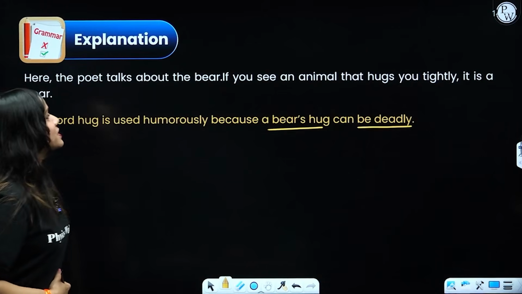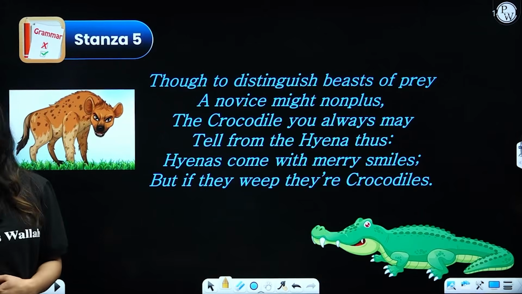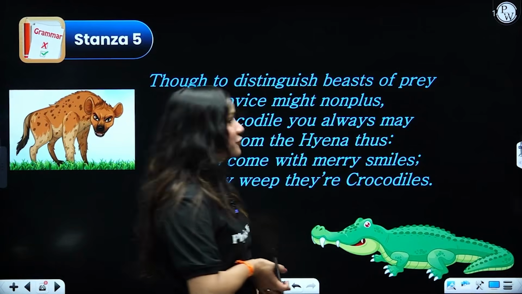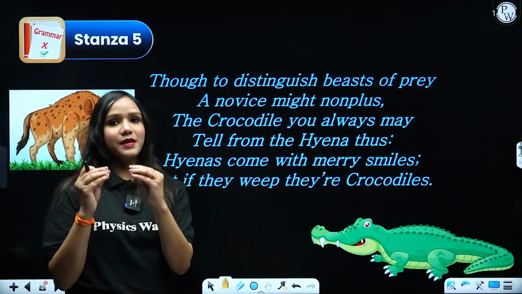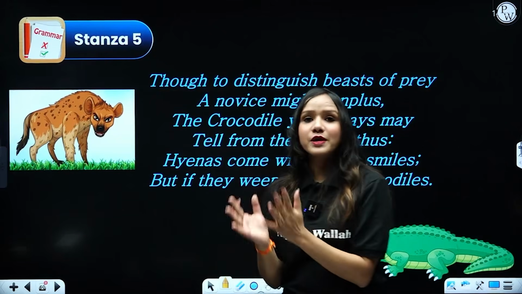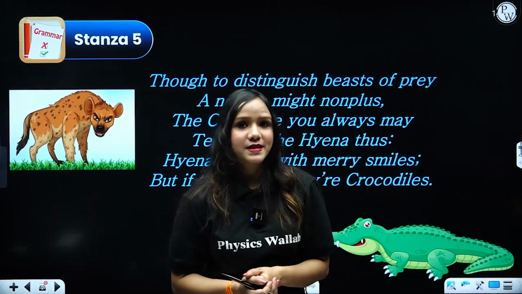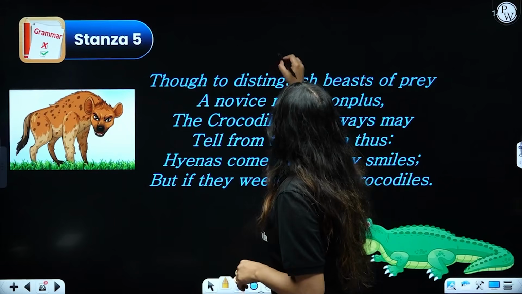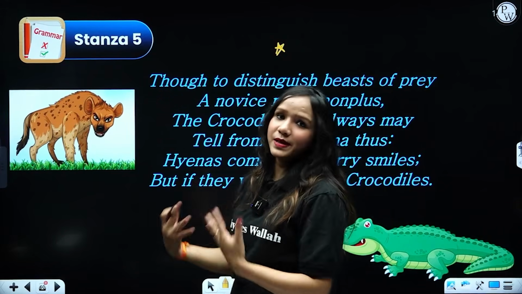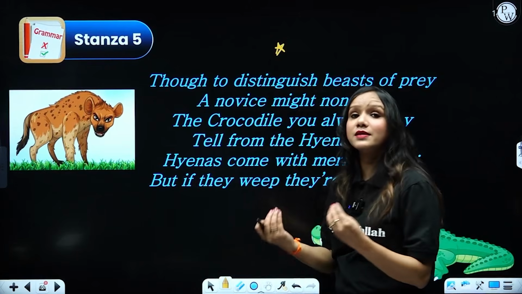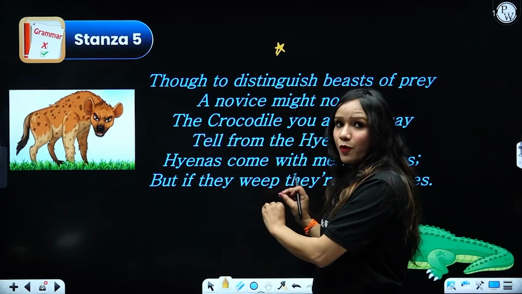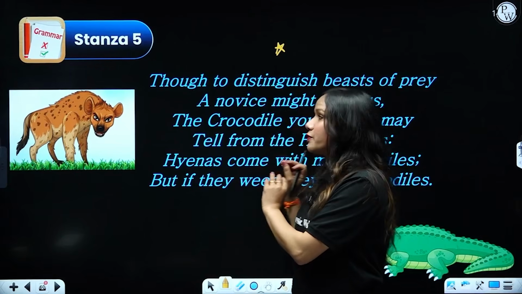Now we are coming towards the fifth stanza, which is very, very interesting and very, very humorous. And let me tell you one important thing, that from these two stanzas, questions are frequently asked in your board exams. So this extract and the extract that we will be reading after this one, the last one, is really important from the board's point of view, because even in last year's question paper, there was a direct extract from this particular poem about the chameleon that we will be seeing.